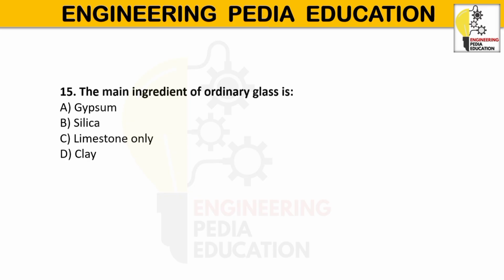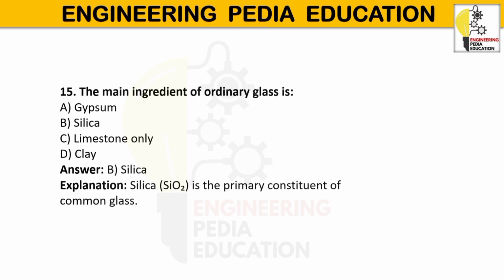The main ingredient of ordinary glass is gypsum, silica, limestone, or clay? So the correct answer is silica. SiO2 is the primary constituent of glass. Ordinary glass is also known as annealed glass. It is the most commonly used type of glass in buildings and household applications. It is made by melting silica sand, soda ash and limestone at very high temperature and then cooling the molten material slowly to form a flat sheet.